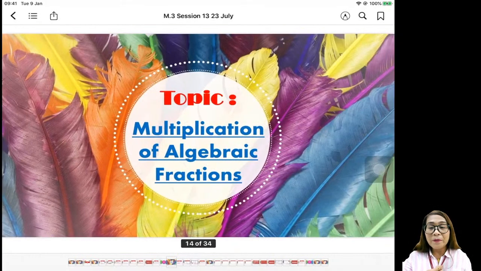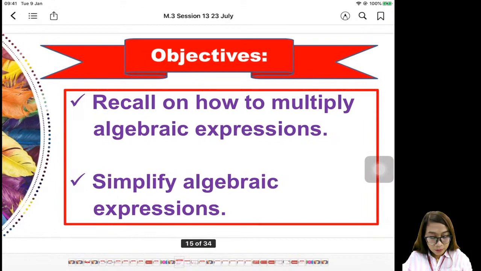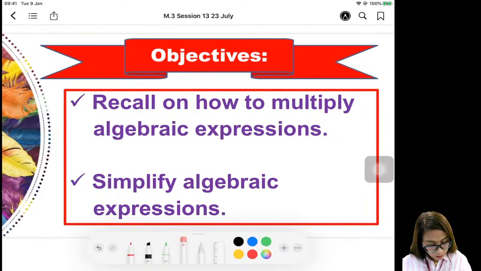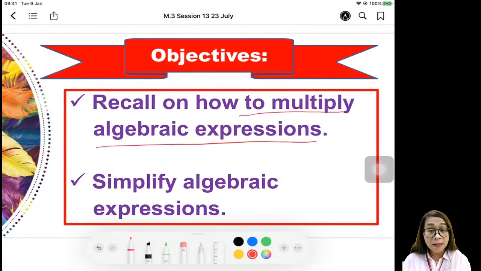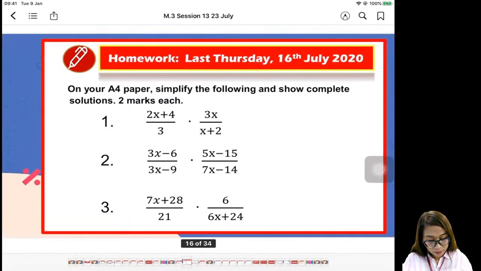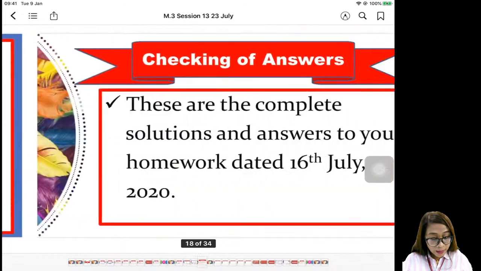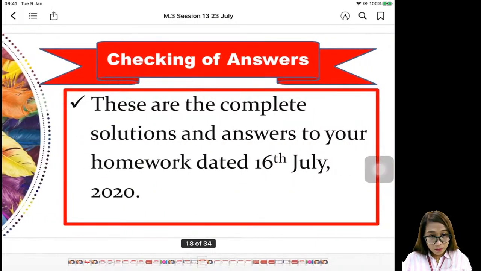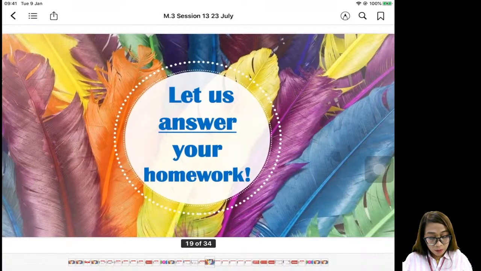Okay. So our topic for today, students, is still the same: multiplication of algebraic fractions. So we will recall how to multiply algebraic expressions, and also we will simplify algebraic expressions. This slide is from your homework last week. So this is it, 1, 2, 3, 4, and 5. We will answer this all together, so let's see if your answers are all correct.